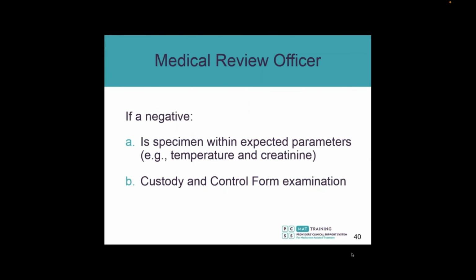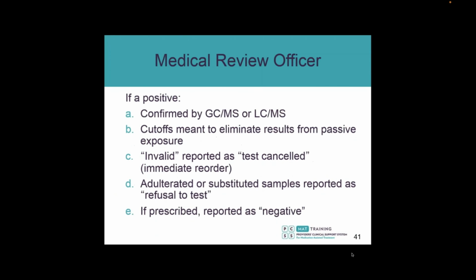What does he do? If a sample is negative, he signs off that the specimen was in expected parameters, usually temperature and pH, not temperature and creatinine, and that the custody of control form is up to snuff. If it's positive, he makes sure that that result was confirmed by confirmatory testing, that the cutoffs were correct in that confirmatory testing.